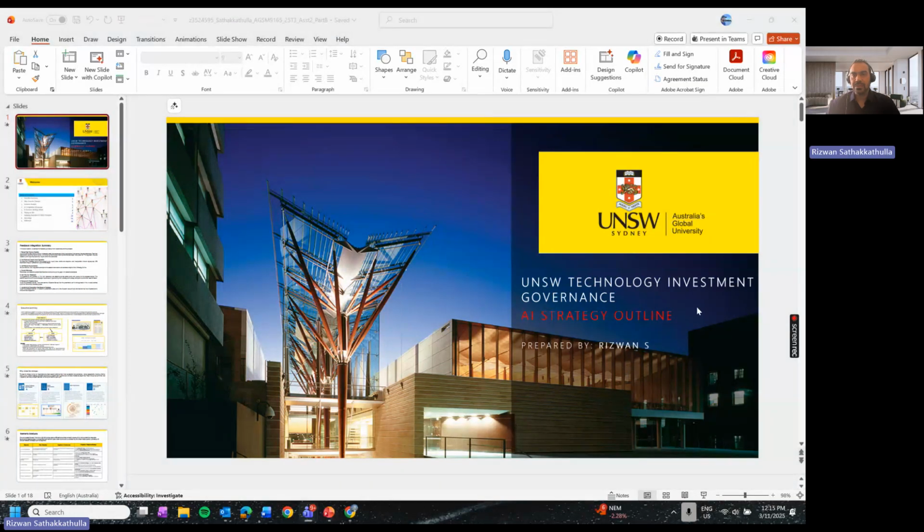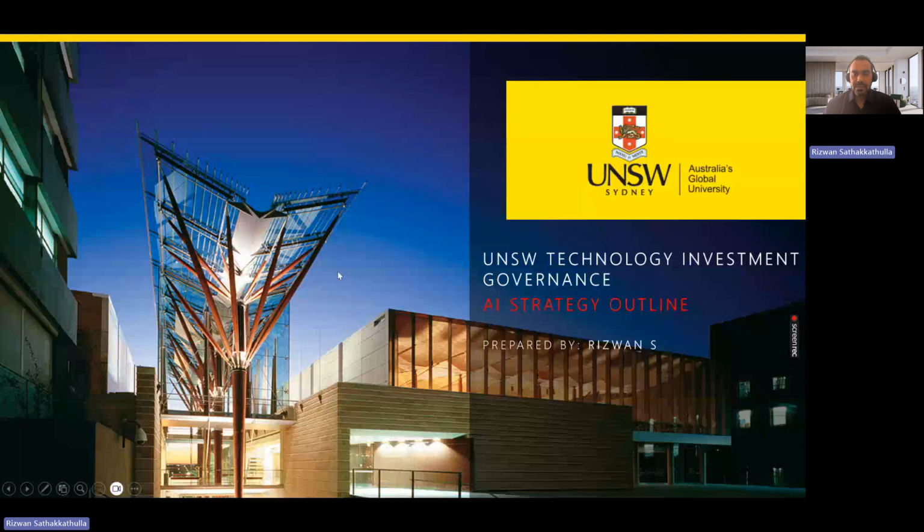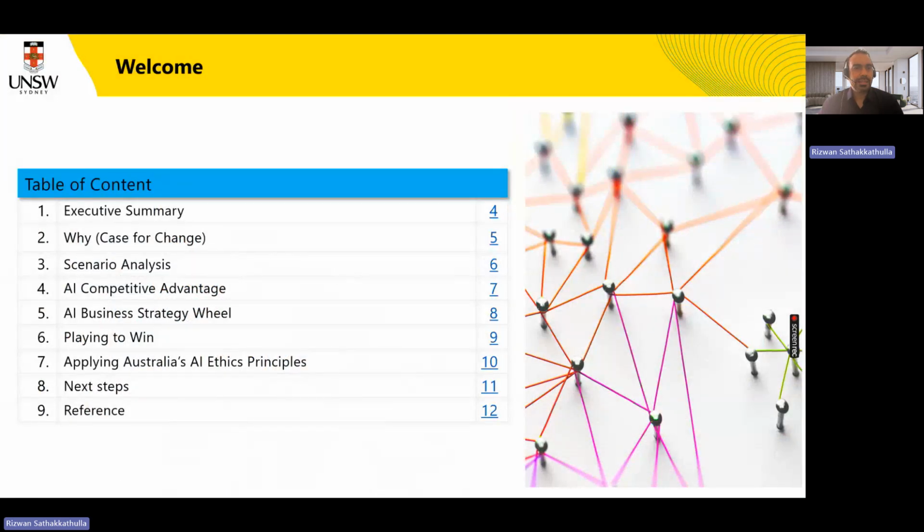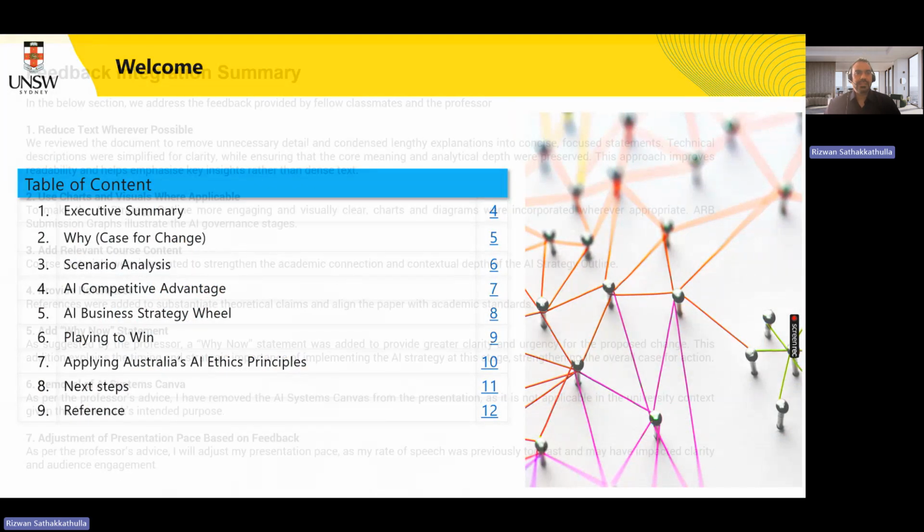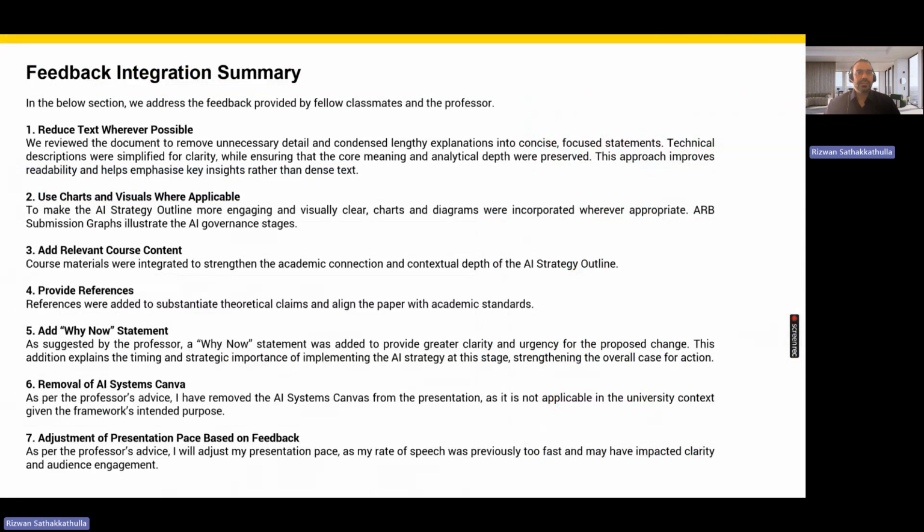We are going to discuss the UNSW Technology Investment Governance Process. This paper highlights the AI strategy outline. The first page is the table of contents, and the second is the feedback integration summary, highlighting the feedback which I received from the professor and also from the peers, and that has been incorporated, and it highlights what all the changes are.